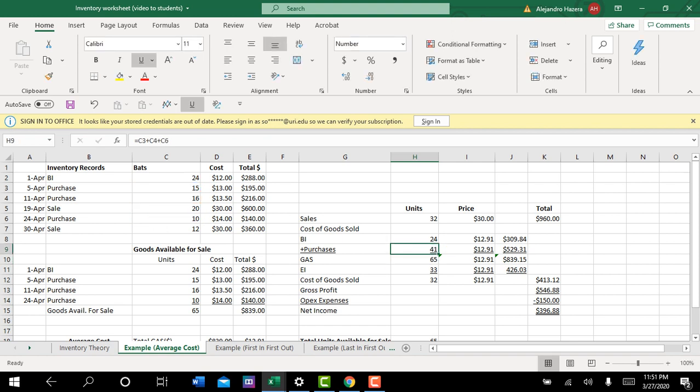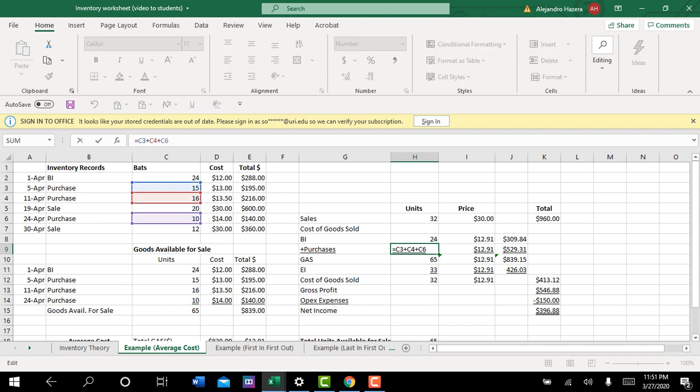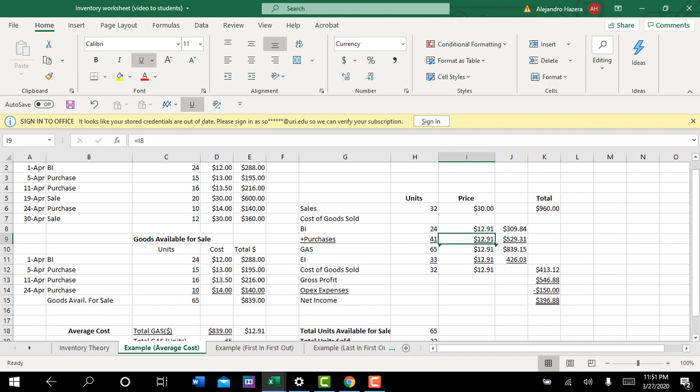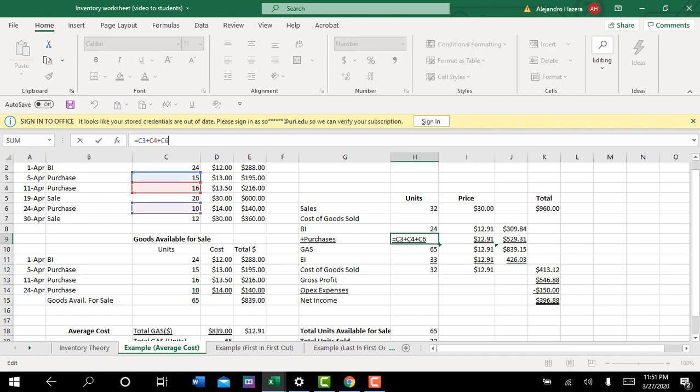Now we calculate an average cost of $12.91, which, by the way, comes from somewhere. It's equal to that cost right there. Anyway, so you got your $12.91 that you bought the 41. This is an important thing to know. That's where you got the 41. Okay, that gives you a total of 65 units that you could have sold. That's $839.15.